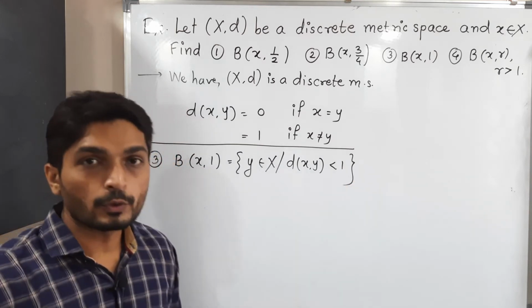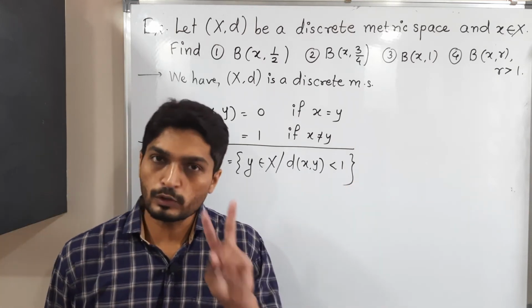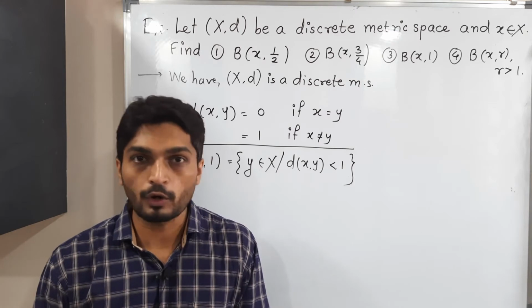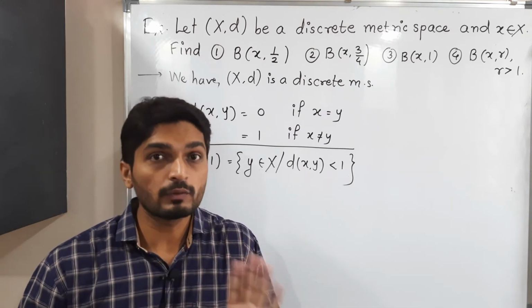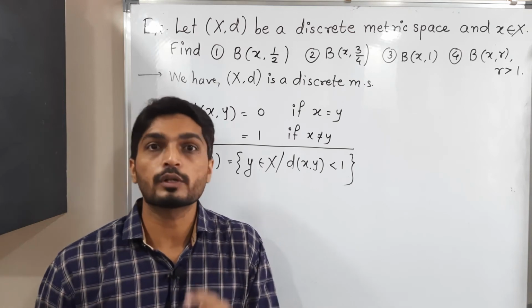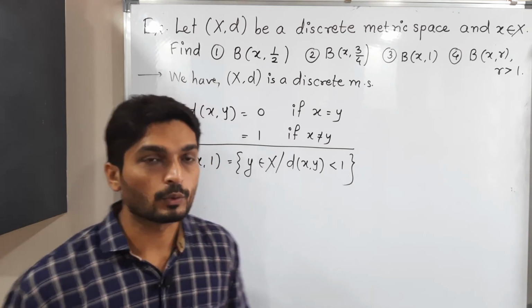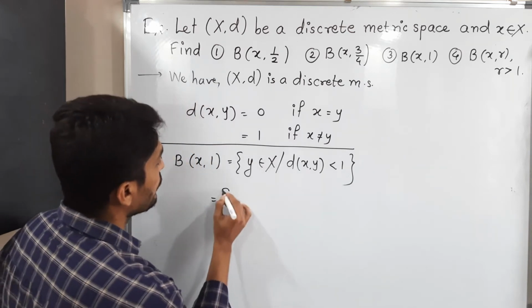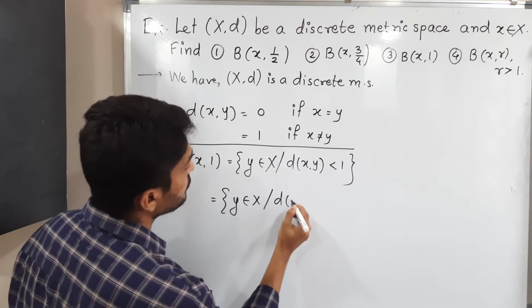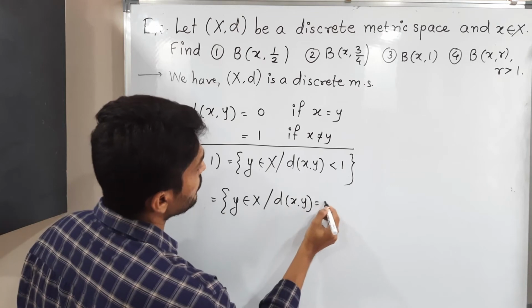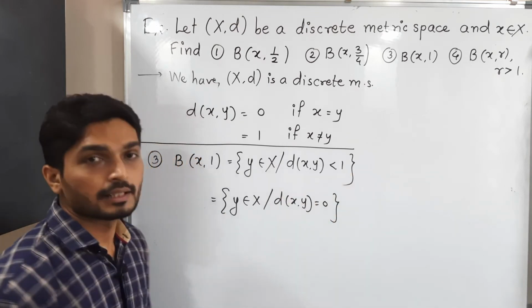As I told you earlier, in a discrete metric there are only two possibilities, either distance 0 or 1. So here we have a distance less than 1, not equal to 1. It is less than 1, so that means 100% it is 0 only. So this is equal to all points of x such that distance between x and y is 0, since they have strictly mentioned it is less than 1.